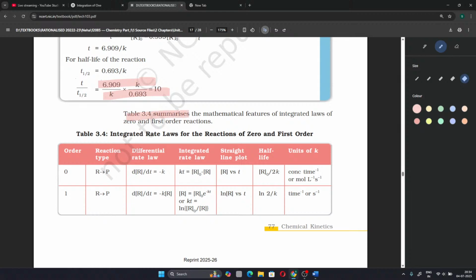Table 3.4 summarizes the mathematical features of integrated laws of zero and first order reactions. The orders are 0 and 1. The reaction type is a single monomolecular reaction, or at least one reactant reaction. Only one reactant is involved here. The differential law is the same except for the presence of R here, because the first order reaction depends on the concentration and the zero order reaction doesn't.